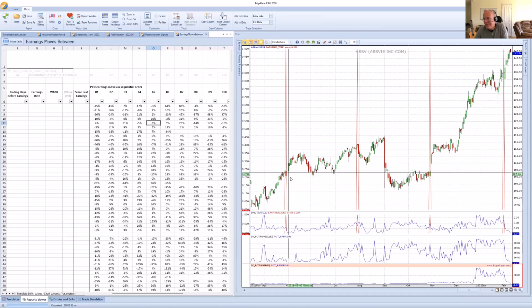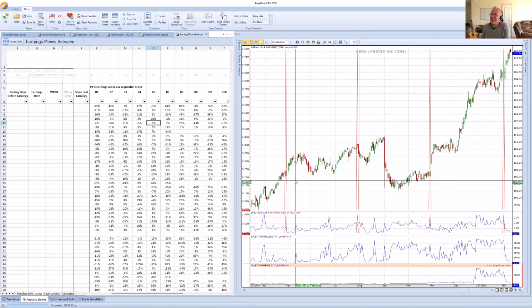You see what I mean? It could either be before the market opens or after. If it's before the market opens, you want to have the mark the day prior, because that marks the last chance. You can't trade the day of earnings.